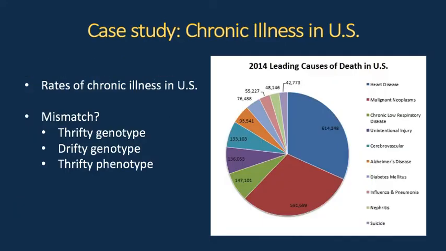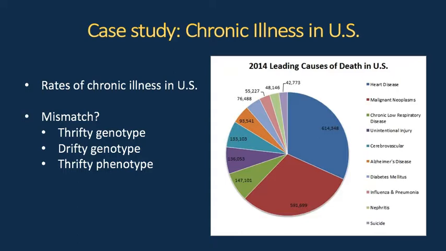Okay, so I wanted to talk a little bit about a case study. This is going to be a discussion of explanations for the rates of chronic illness in the U.S. So I'm going to talk a little bit about proposed explanations for the rates of chronic illness in the U.S., and then we'll talk a little bit about how some of these explanations are adaptationist and some of them are not. Okay, so question, why do we see such high rates of chronic illness in the Western world?